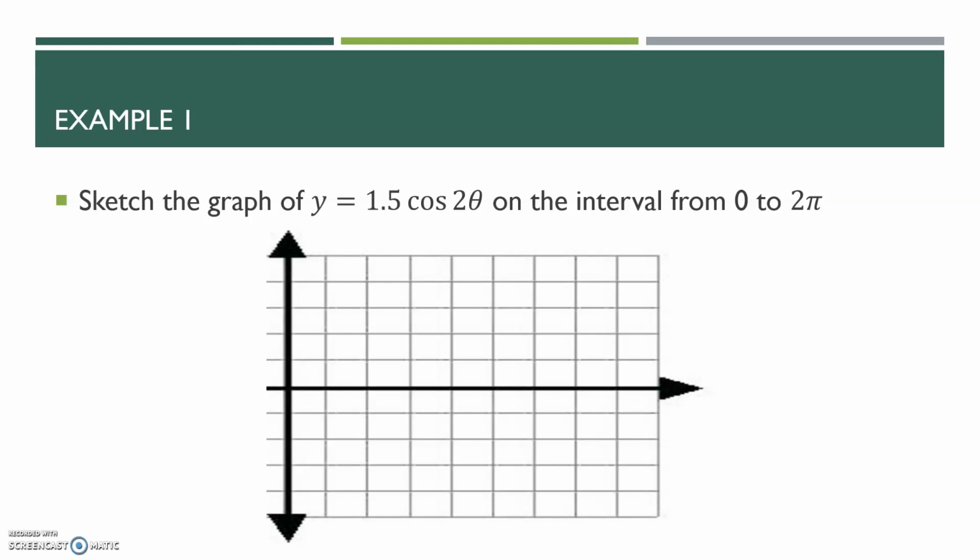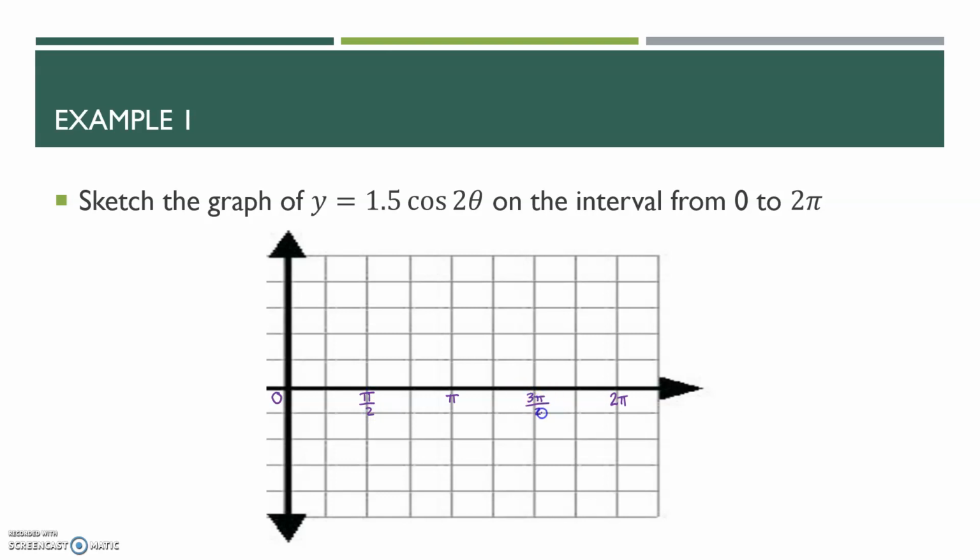So sketch the graph of y equals 1.5 cosine 2 theta on the interval from 0 to 2 pi. I'm going to start by filling in 0 to 2 pi. And then remember, I really like those midpoints. So I'm going to put a point midway between them, and then a point midway between those.